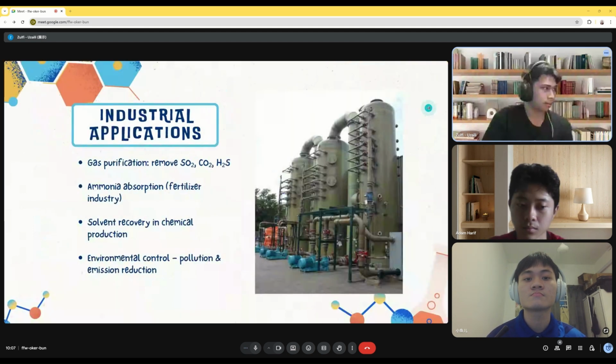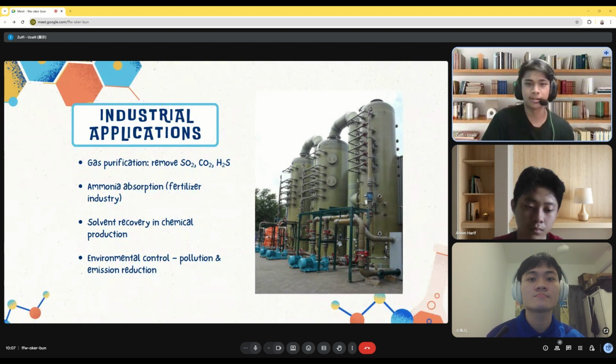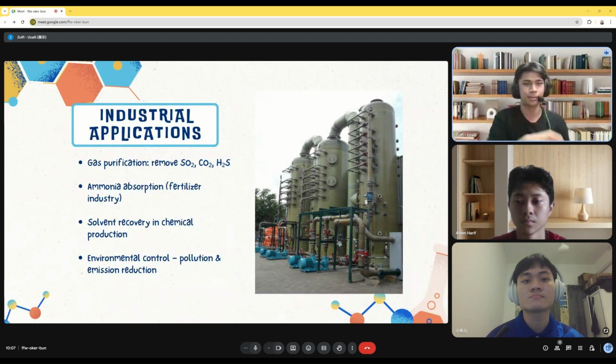Absorption is used everywhere in industry. For example, gas purification, removing CO2, SO2, and H2S from exhaust streams, ammonia recovery in fertilizer plants, solvent recovery in chemical production, and environmental control, where harmful gases are captured before they're released to the atmosphere. Basically, if it involves gas cleaning or purification, absorption is a part of it.